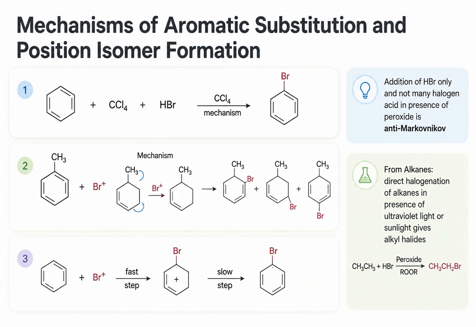The formation of position isomers in aromatic systems involves electrophilic aromatic substitution mechanisms. When a benzene ring undergoes halogenation, say with HBr, the incoming halogen can attach at different positions relative to existing substituents. The mechanism proceeds through a carbocation intermediate, and the position where substitution occurs depends on the directing effects of groups already on the ring. Electron-donating groups like methyl direct incoming electrophiles to ortho and para positions, while electron-withdrawing groups direct to meta positions. This is why we observe multiple position isomers as products.